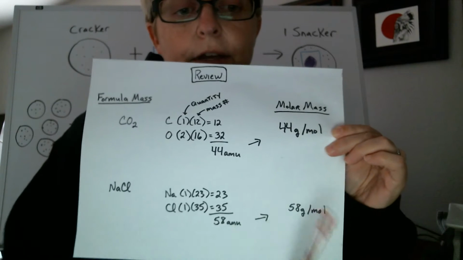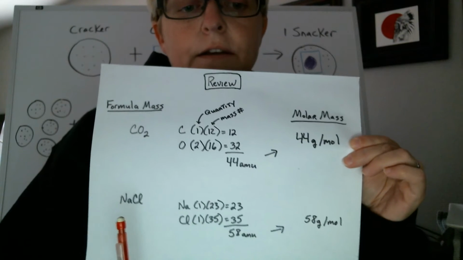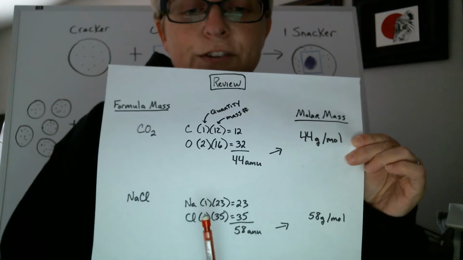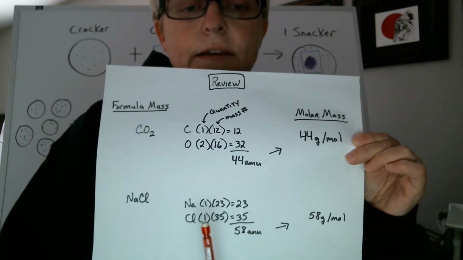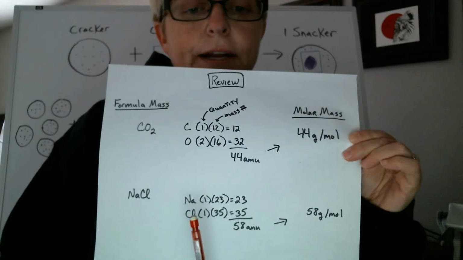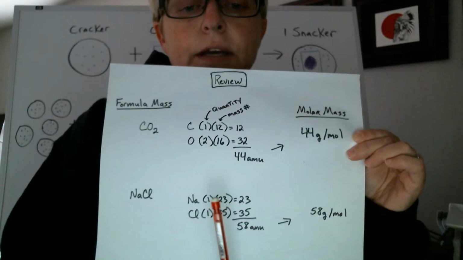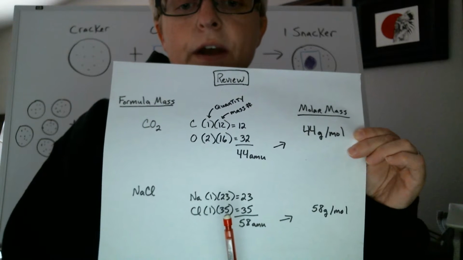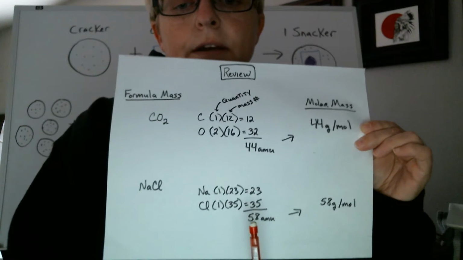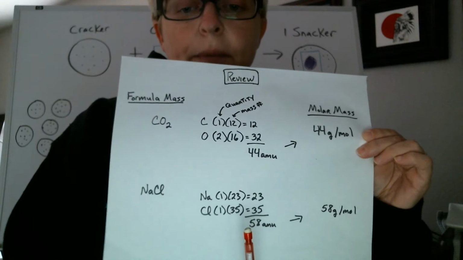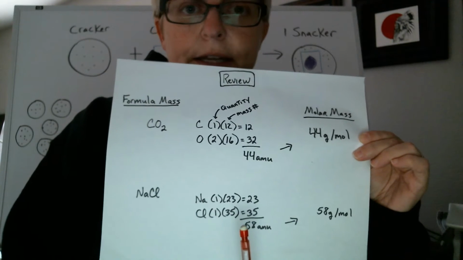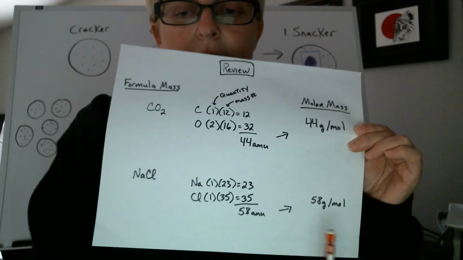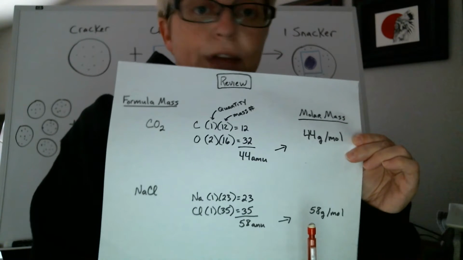Here we have sodium chloride, which is our table salt. We have one sodium and one chlorine. If we look on our handy-dandy periodic table, we'll see that the mass of sodium rounded is 23 and the mass of chlorine rounded is 35. We add those together and we have 58 atomic mass units. Again, the difficult conversion now to molar mass: we take that 58 and put grams per mole after it.